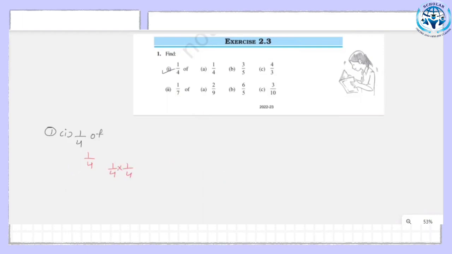Now, exercise 2.3, first question, 1 by 4 of 1 by 4. Of means multiplication, that means 1 by 4 into 1 by 4 is equal to 1 by 16. Product of numerators upon product of denominators. This is the way to multiply the fractions.